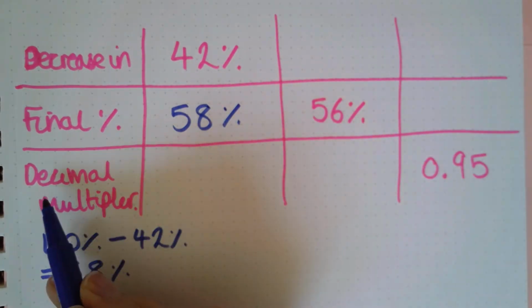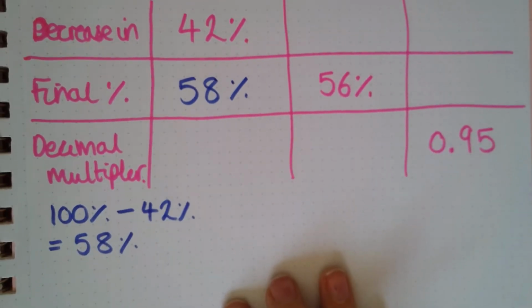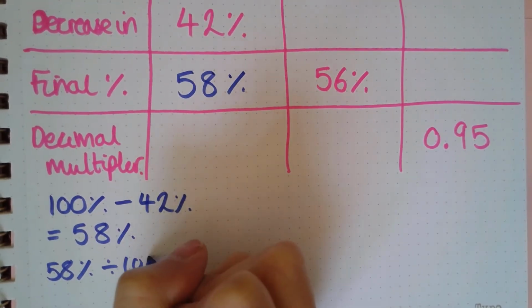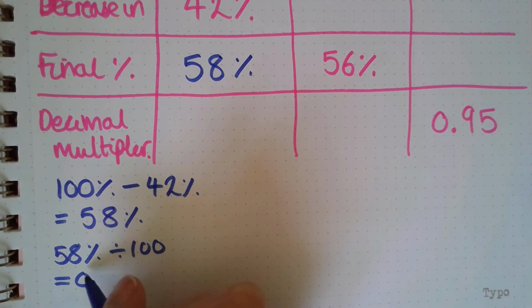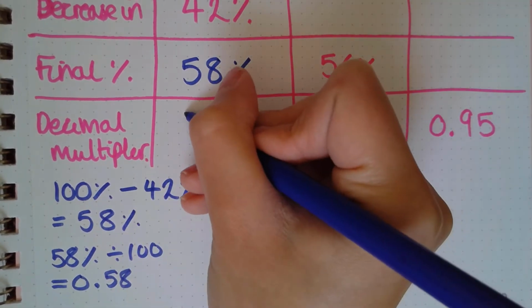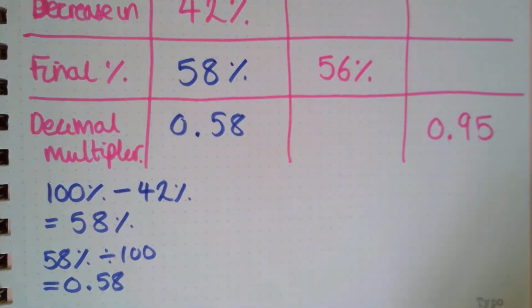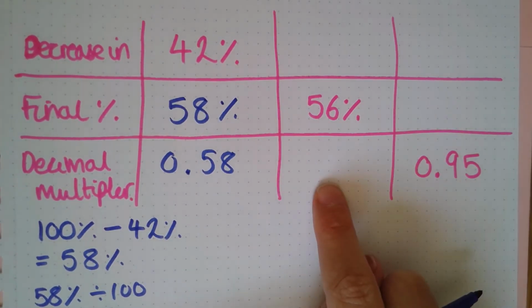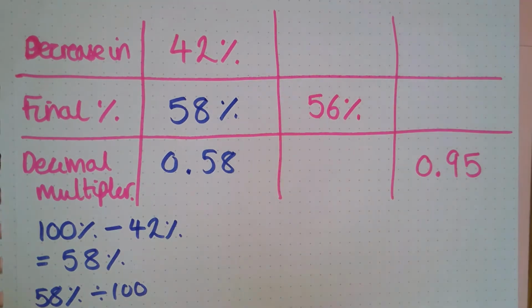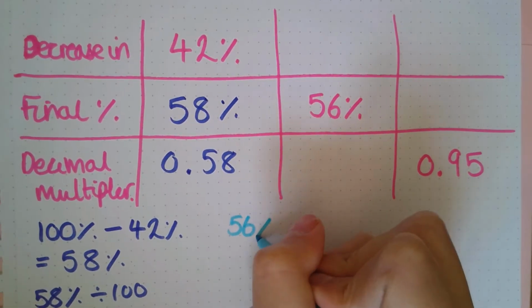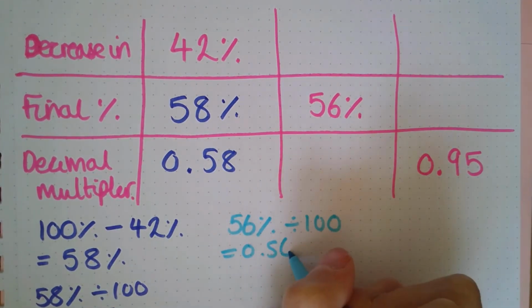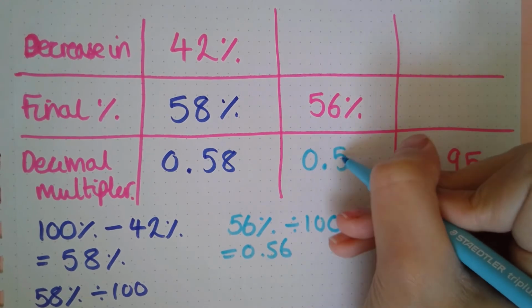To get from a percentage to a decimal, I divide by 100. So 58% divided by 100 equals 0.58. So that is my decimal multiplier. Okay, 56% down to a decimal. So change colour so it's a bit easier to see. So 56%, we get to a decimal, we divide by 100, which is 0.56. So we know that goes in here.